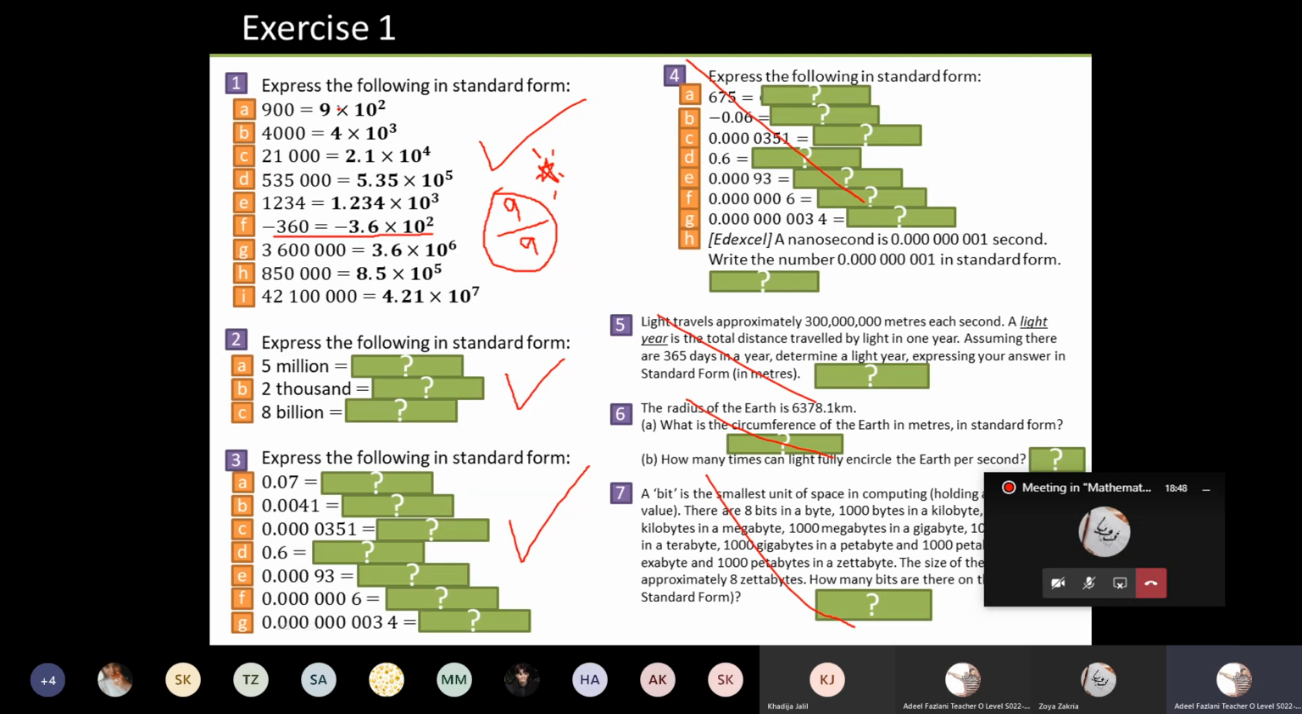But those who did not get 9 out of 9, somehow 8, somehow 7. So how many are getting 8 marks? How many are getting 7 marks? Is there anyone who is getting 7 marks or maybe 8 marks?